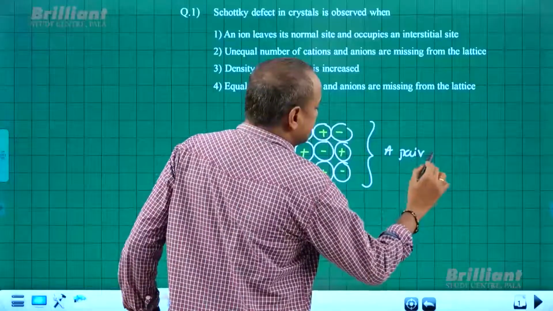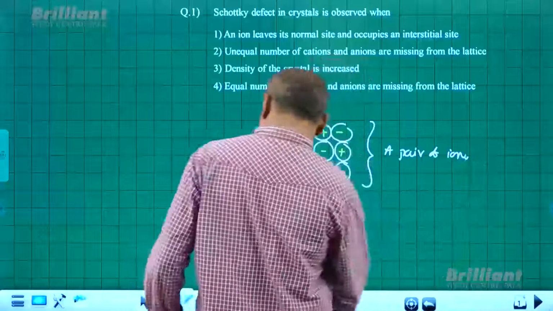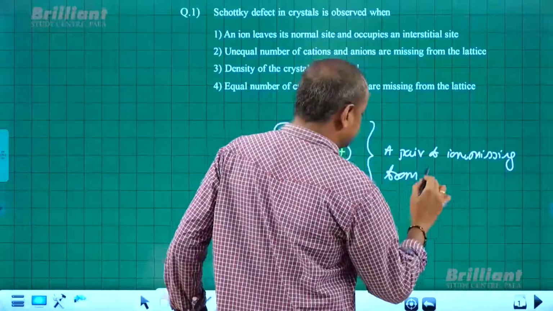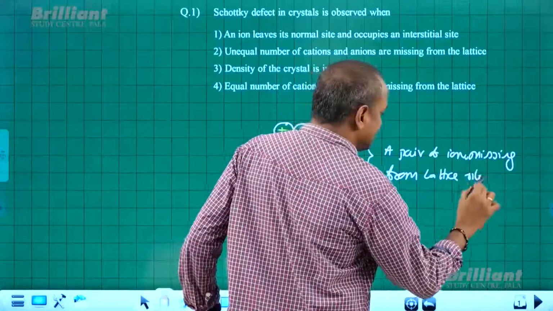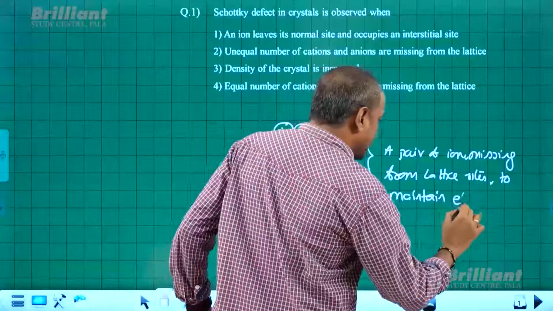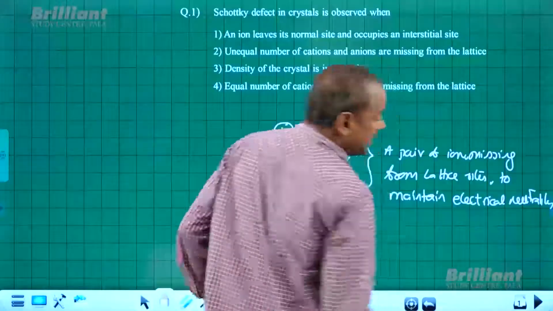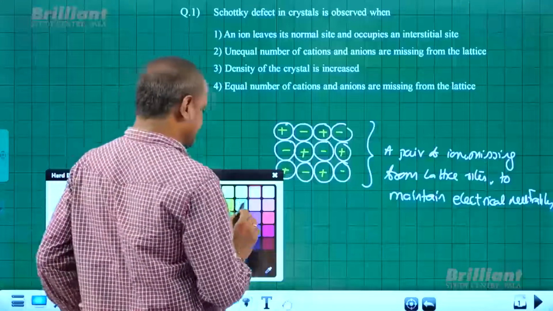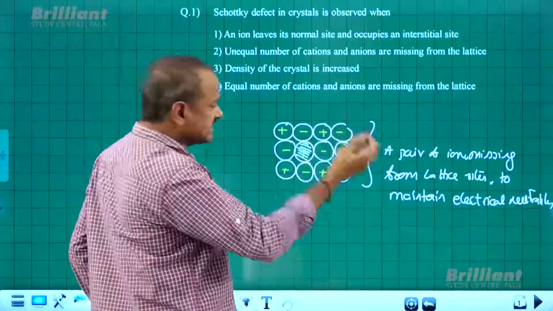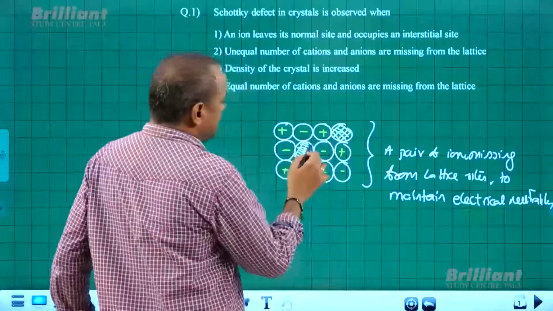A pair of ions missing from lattice sites to maintain electrical neutrality. That is the purpose of the pair of ions loss. So pair of ions means opposite charges. Suppose here a cation is lost. Then anywhere in the crystal lattice there is an anion loss. That is called pair of ions loss from their lattice points.